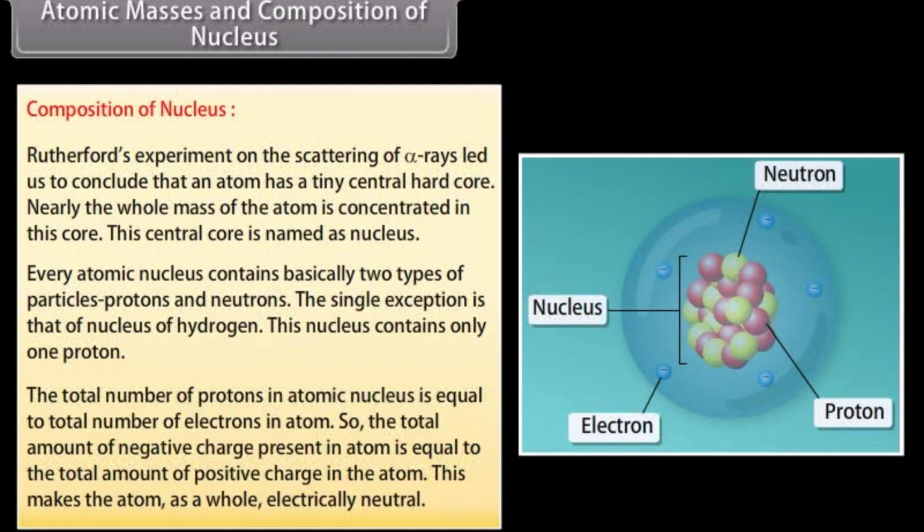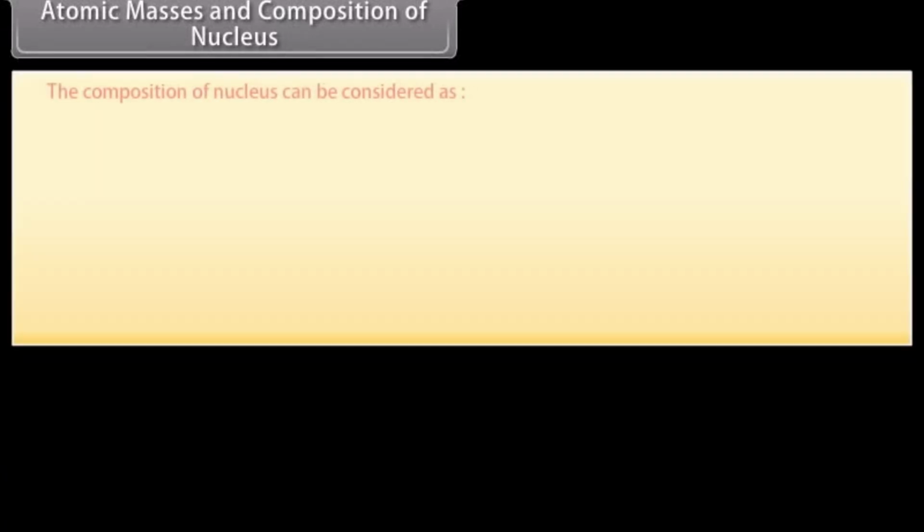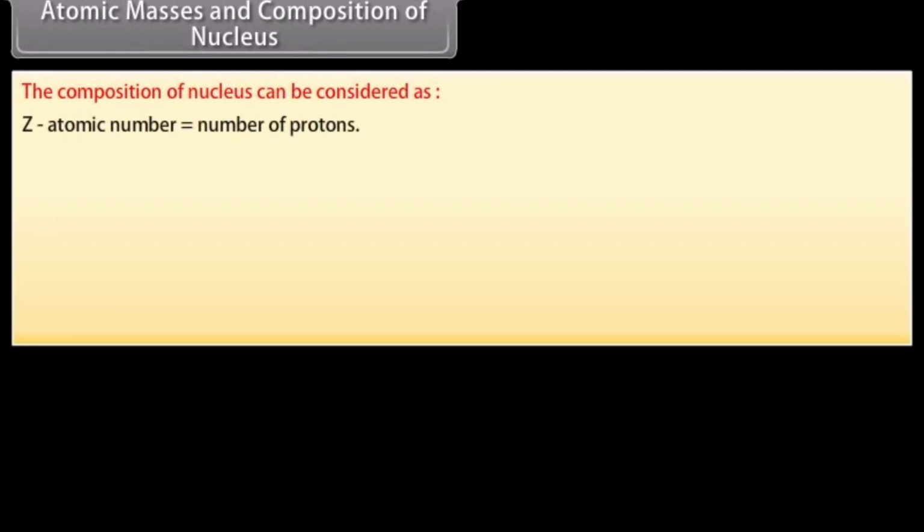The total number of protons in atomic nucleus is equal to total number of electrons in atom. So, the total amount of negative charge present in atom is equal to the total amount of positive charge in the atom. This makes the atom, as a whole, electrically neutral. The composition of nucleus can be considered as: let Z be atomic number, which is equal to number of protons. Let N be neutron number, which is equal to number of neutrons.